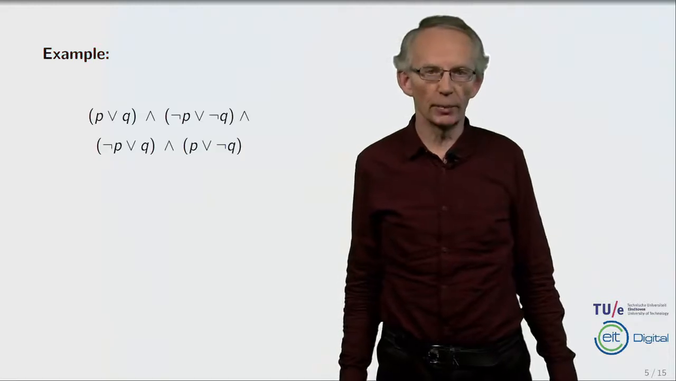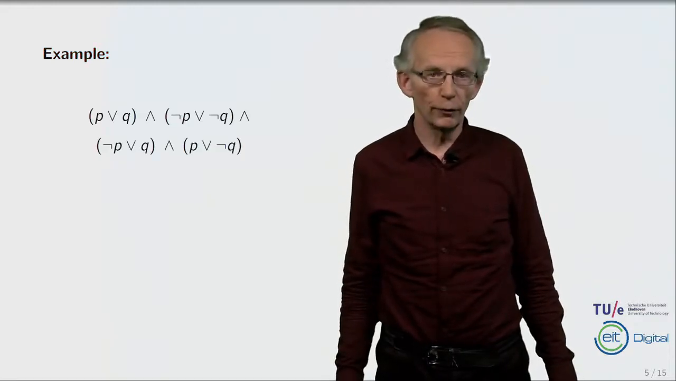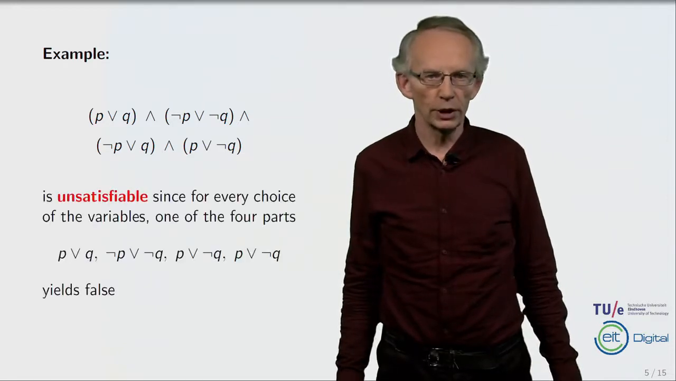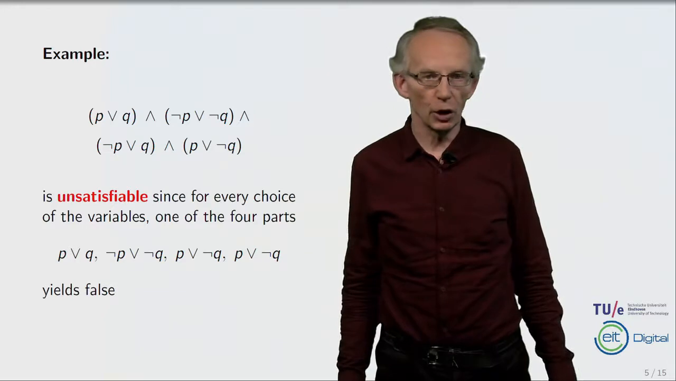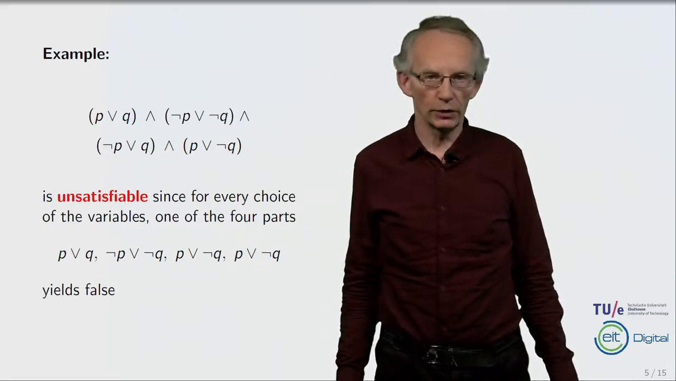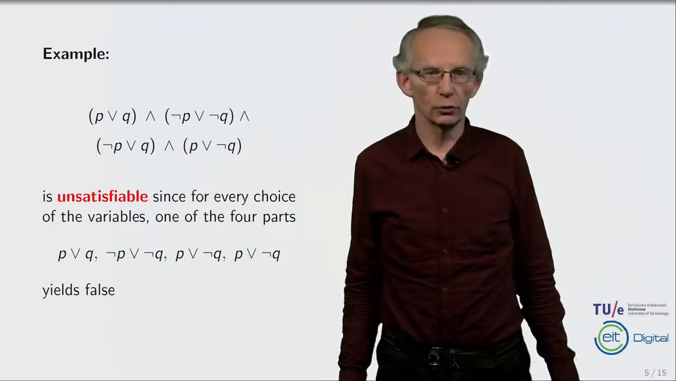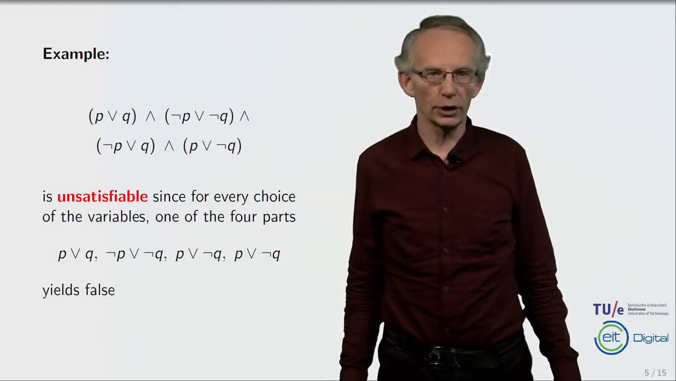And here's the next example. It's a conjunction of four parts, and this formula is unsatisfiable, since no matter which value we choose for P and Q, it's always the case that one of these four parts yields false, so the conjunction is never true. So this formula is unsatisfiable.